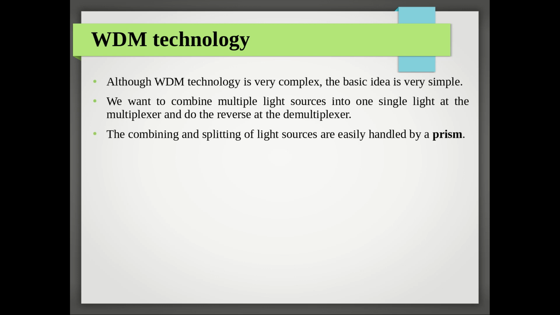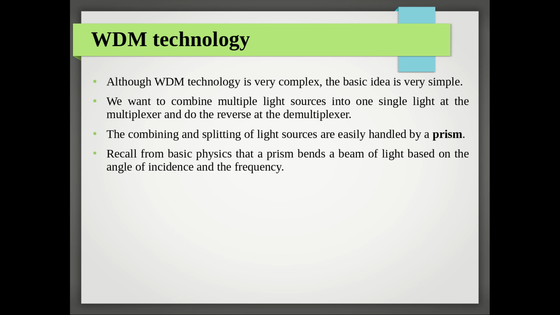So the combining and splitting of these light sources are easily handled by a typical prism. You can recall from the basics of physics that the attractive property of a prism is that it can bend a beam of light based on the angle of incidence and the frequency. So the angle at which the signal is incident on the prism and the frequency at which it is operating, both are affecting the bending of the signal when it is passing through a prism.